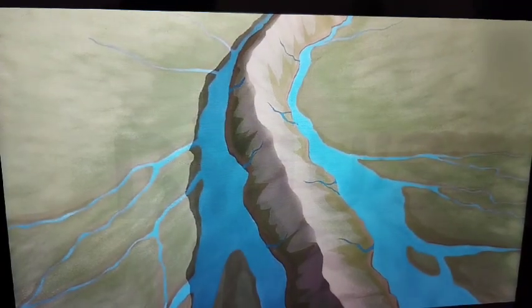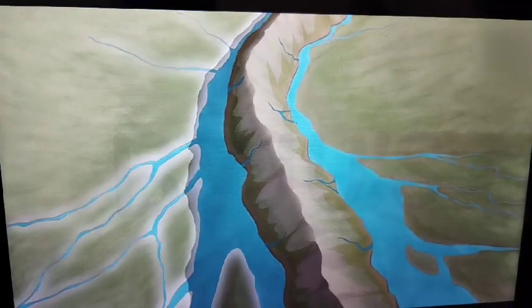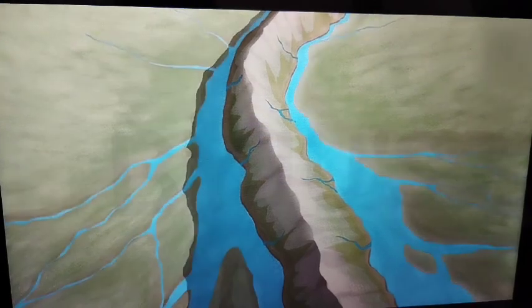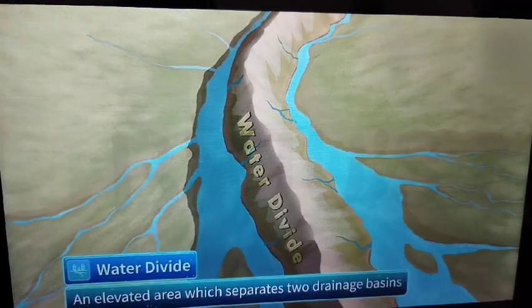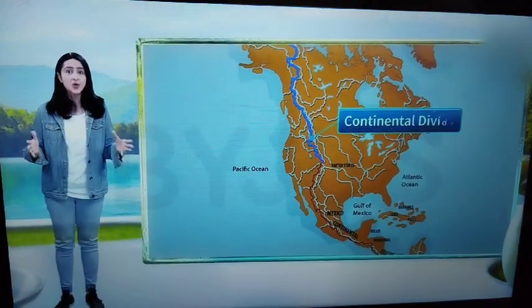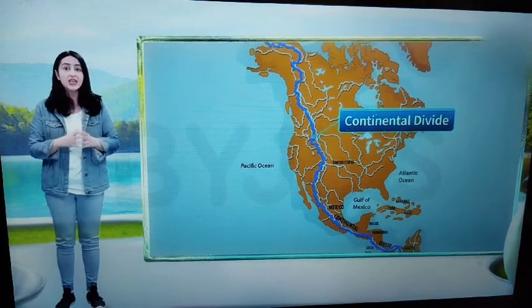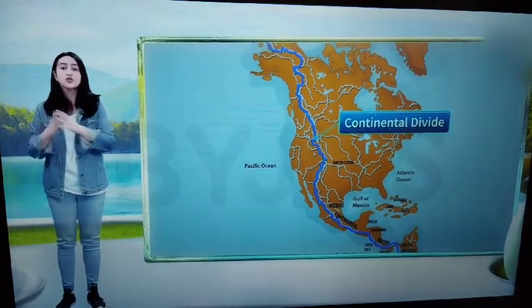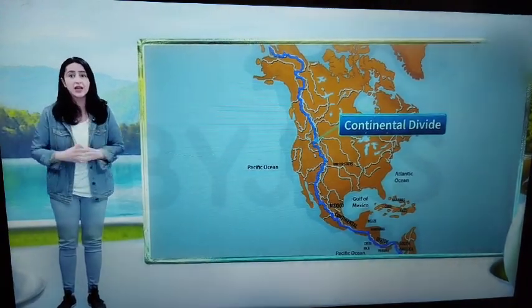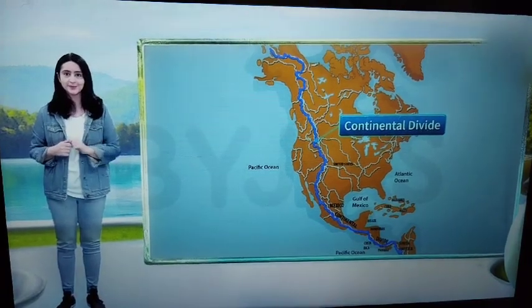This elevated area, such as a mountain or an upland that separates two drainage basins, is known as a water divide. For example, the Great Divide in North America divides the drainage basin of rivers draining in the Pacific from those draining in the Arctic, Atlantic, and the Gulf of Mexico.